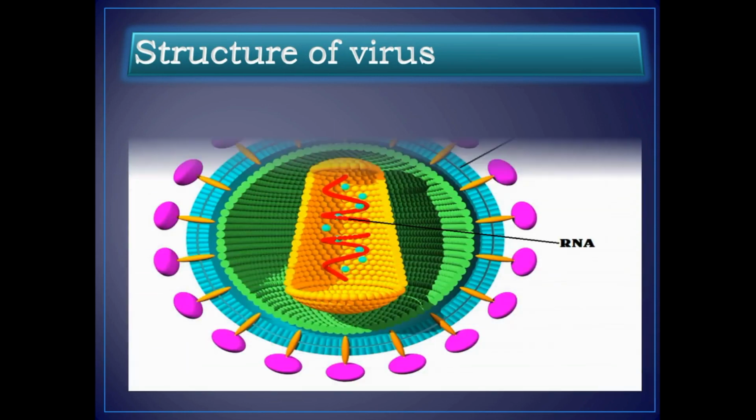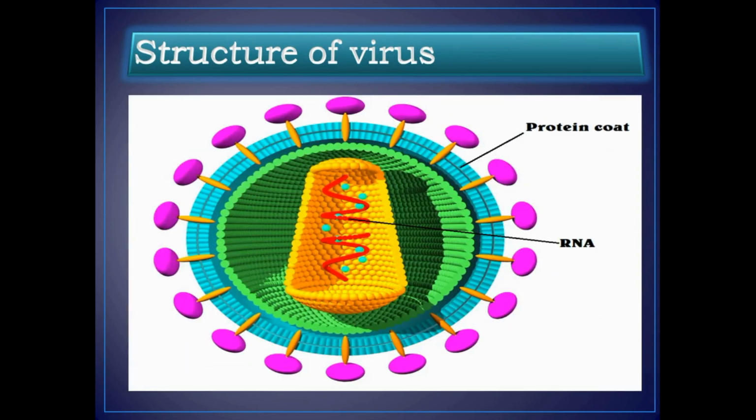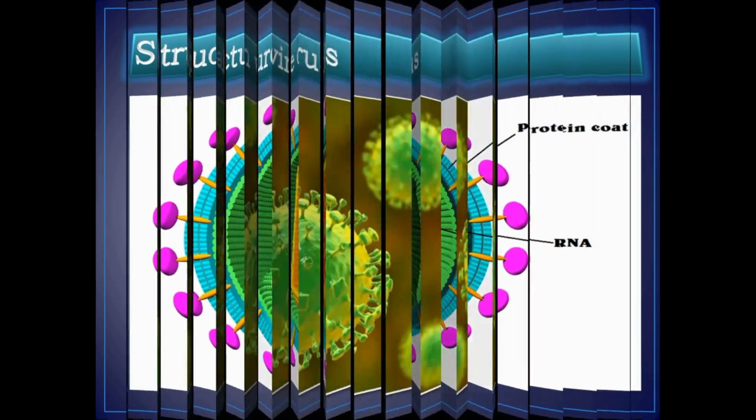Now let's see the structure of a virus. Here you can see a powerful protein coat with a genetic material, RNA. This is an RNA-based virus, that's why it is labeled as RNA. But in some viruses, instead of RNA, DNA is present. So it is a simple structure with a protein coat and a genetic material, either DNA or RNA.